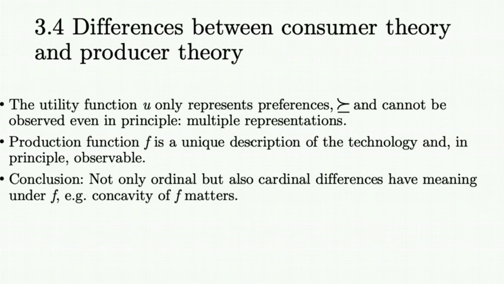Another point here: not only ordinal but also cardinal differences have meaning under the production function. For instance, the concavity of production function F also matters. So if you order it, it gives certain meaning, and if you use cardinal, it also gives certain meaning. I'm not saying that the utility function, in ordinal or cardinal form, doesn't give you any meaning, but the meaning is very abstract, so it's not very tangible to see.